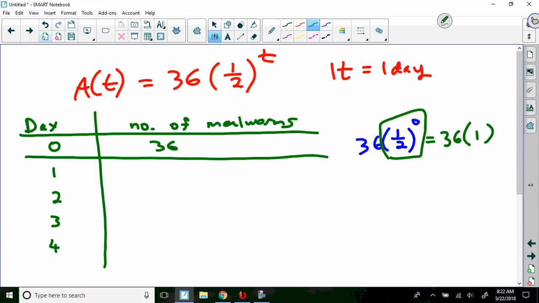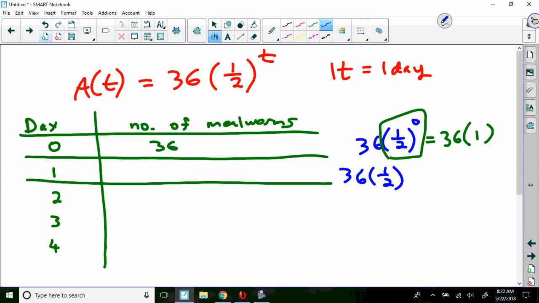After one day, let's see how many mealworms we have left. It's going to be 36 times 1/2 to the first. So that's 36 times 1/2. What's that going to be? 18. What's going to surprise the holy heck out of you is what happens next.